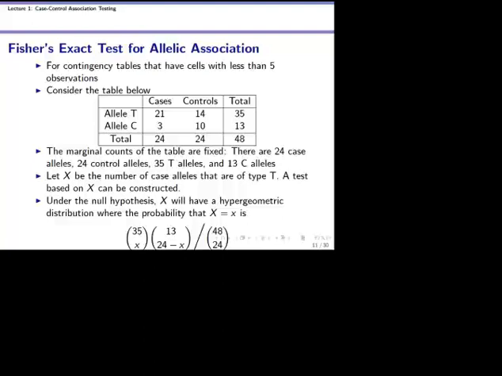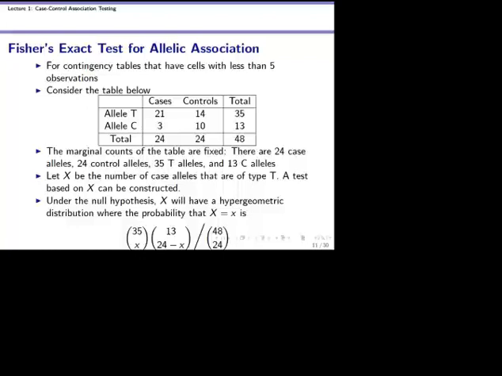Because the assumption that the sample size is large enough for normality to hold might not be valid, the Fisher exact test can be used in those settings. So in this case, you have, for example, a much smaller sample. We have 24 case alleles and 24 control alleles as well. So a much smaller set.